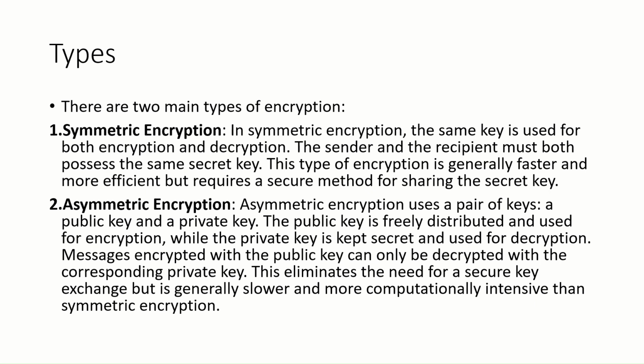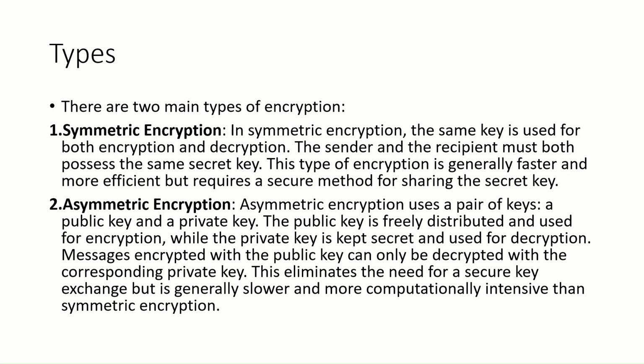In symmetric encryption, the same key is used for encryption as well as decryption. Let's say you want to perform a symmetric encryption, then you should have one key. With that key, you will encrypt the message, and with that same key, you will decrypt that message. The sender and the recipient must both possess the same secret key. This type of encryption is generally faster and more efficient, but requires a secure method for sharing the secret key.